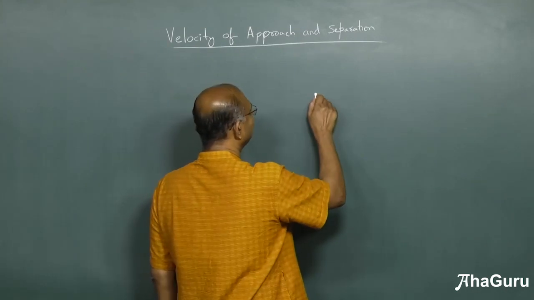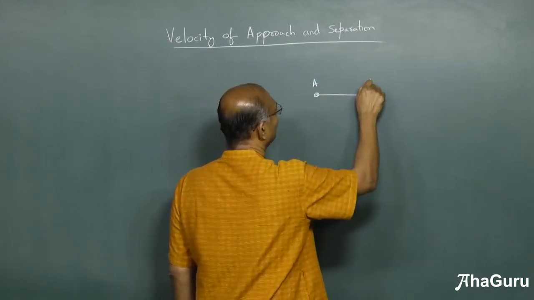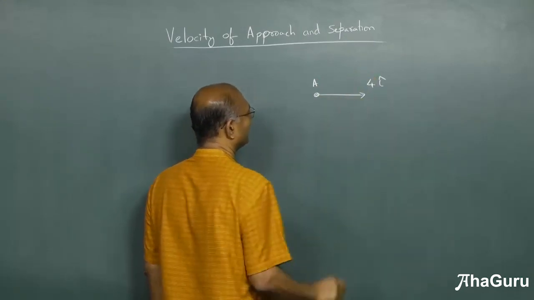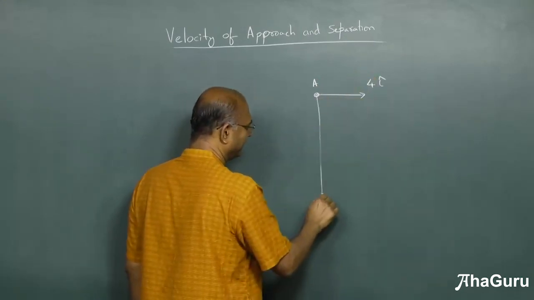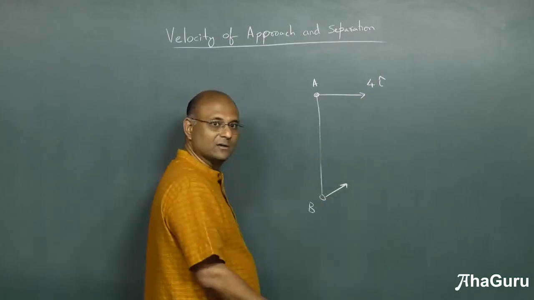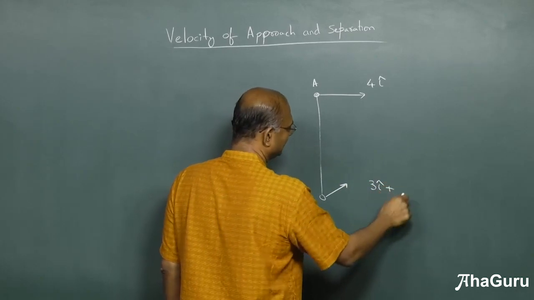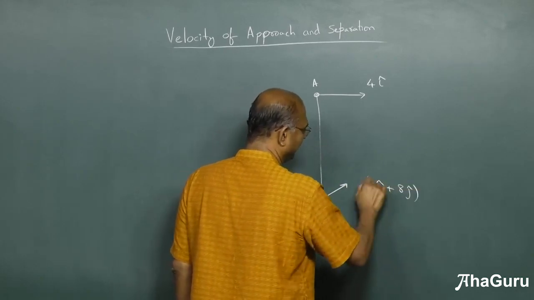So now let us take this example where I have A moving with a velocity of 4i cap. And let us say B here is moving in this direction with a velocity of, let us say, 3i cap plus 8j cap, like we had earlier.